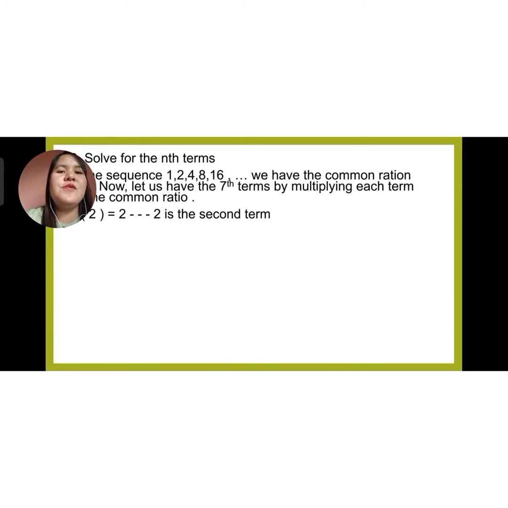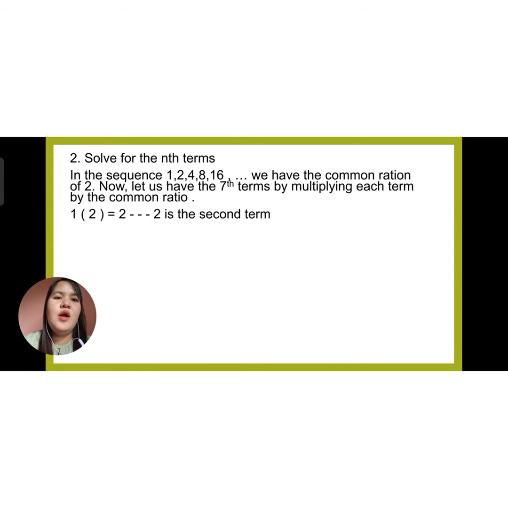So, papaano yun? We have here 1 times 2 equals 2. So, yung 1, i-multiply yung first term natin doon sa common ratio na 2, it gives us 2. So, kaya nagkaroon tayo ng second term. Next, yung second term natin, i-multiply uli natin sa common ratio na 2, so it gives us 4. So, 4 is the third term.